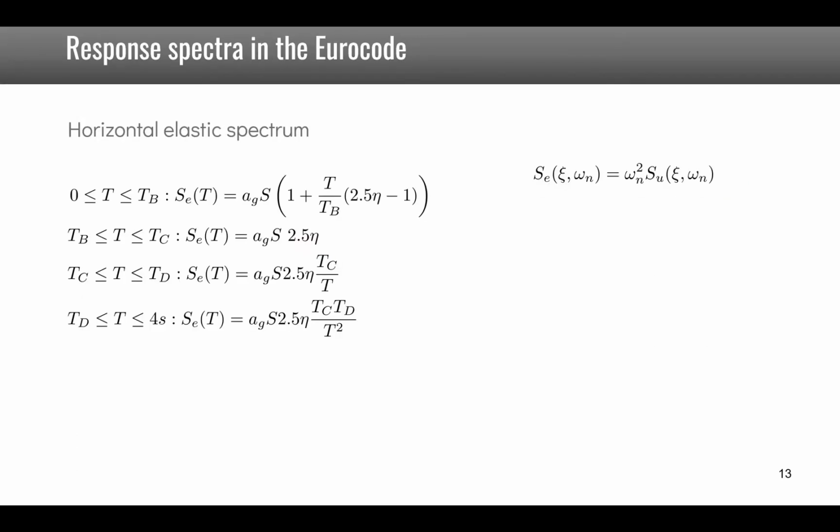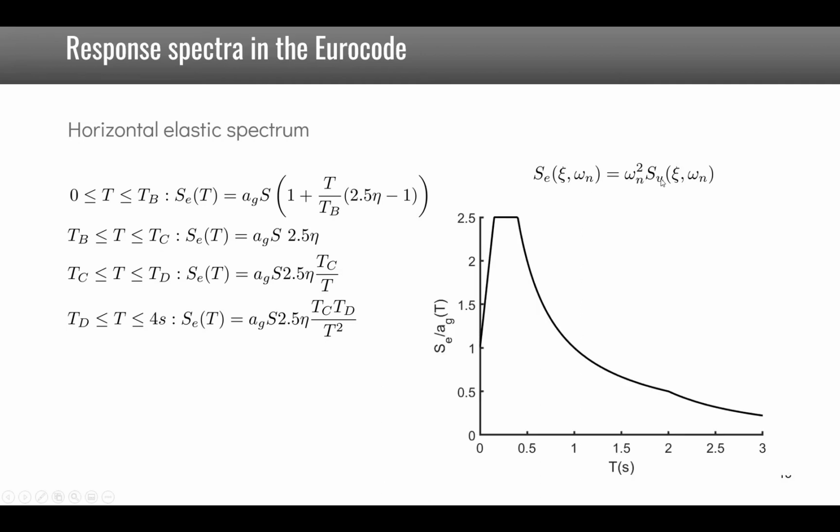In the Eurocode, the horizontal elastic spectrum SE is defined by a simplified curve, representing the trend of the spectra that we saw before. I remind you that SE is omega squared n SU, and this is the general shape of SE. It has 4 parts. From 0 to TB it is a straight, increasing line. Then it is a plateau between TB and TC. Then it decreases between TC and TD and has a different trend after TD.